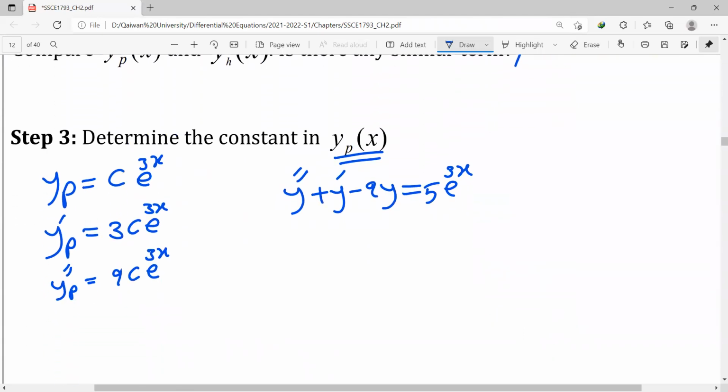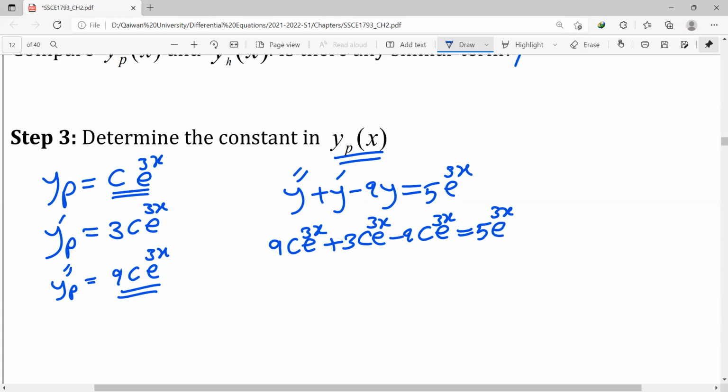Now we replace y double prime by 9c e to the power 3x, plus y prime is 3c e to the power 3x, minus 2 times y. So that's yp. Minus 2 times c e to the power 3x, minus 2c e to the power 3x. It equals what? 5 e to the power 3x.